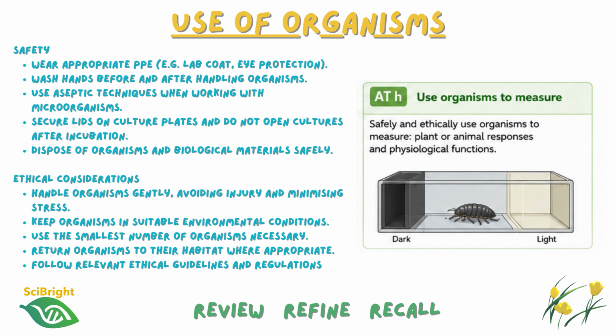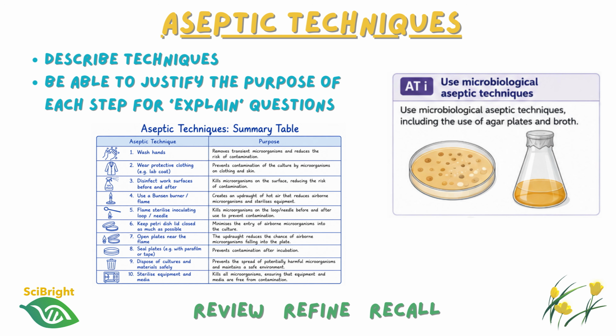ATH focuses on the safe and ethical use of organisms to investigate responses and physiological functions. Several required practicals involve living organisms, including at least one dissection, so make sure you can clearly describe how to work safely and ethically. ATI involves microbiological aseptic techniques, and you will complete or have completed a required practical investigating antibiotic resistance and working safely with agar plates and broth cultures whilst minimizing contamination through sterilization and careful handling procedures.